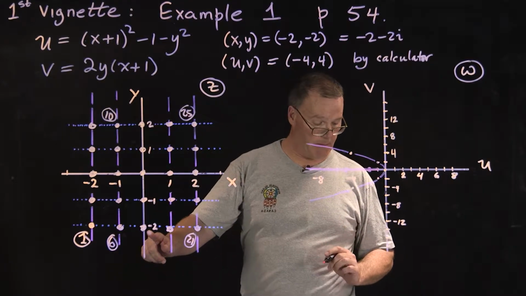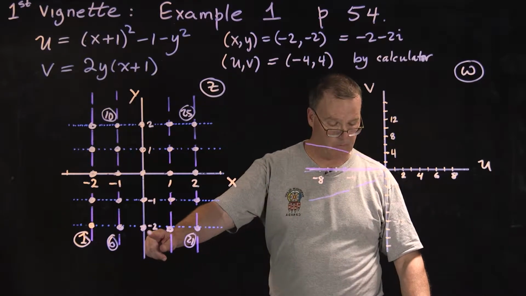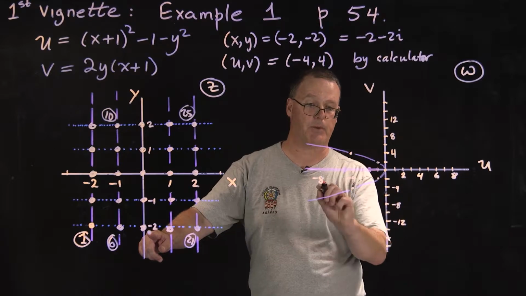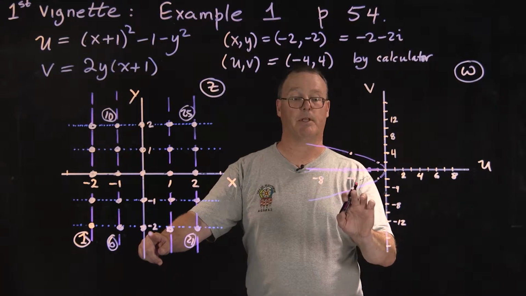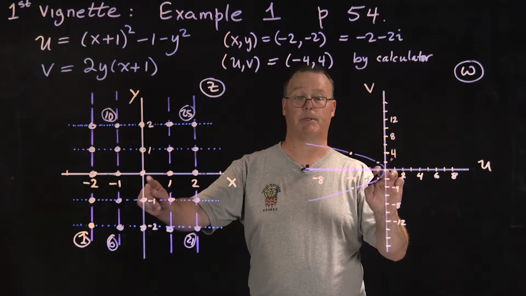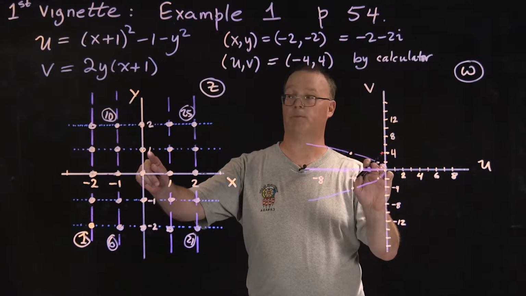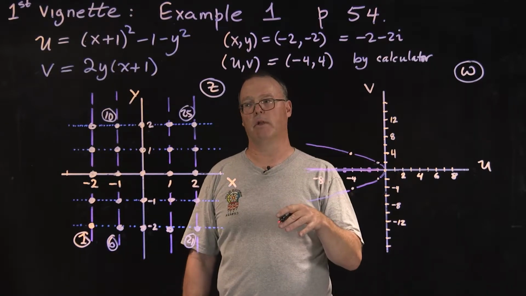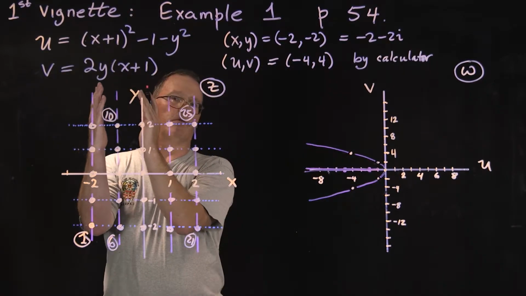So the point -2 and 0 goes to -4 and -4. So last time we went this way, this point gets mapped to this point. This point gets mapped to this point. This point gets mapped to 0. This point gets mapped to this point, and this point gets mapped to this point. So we have the same curve being the image of 2 different lines here.